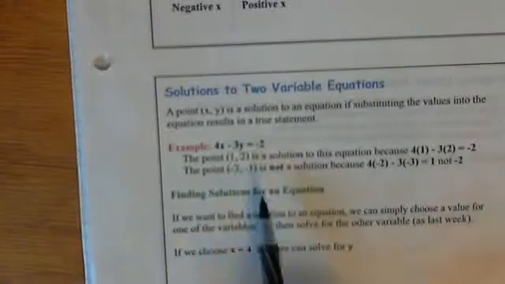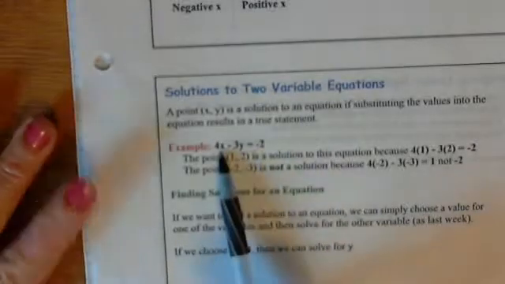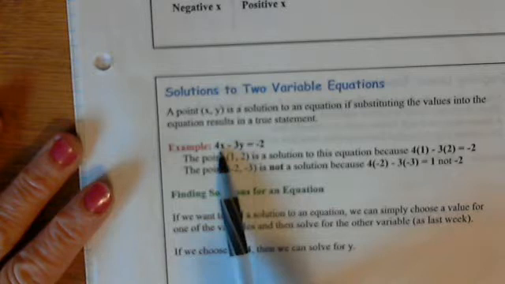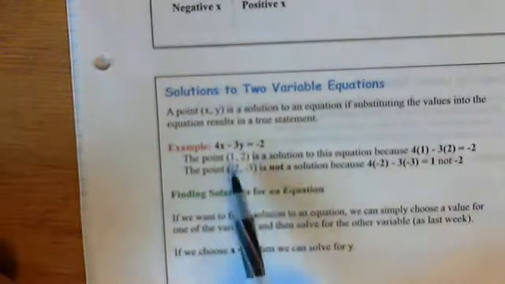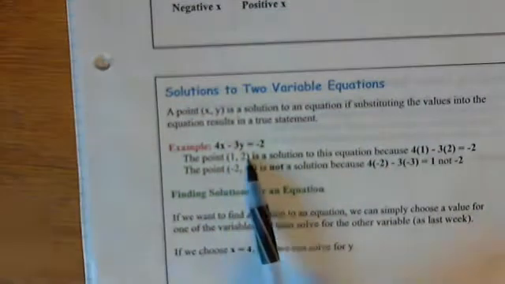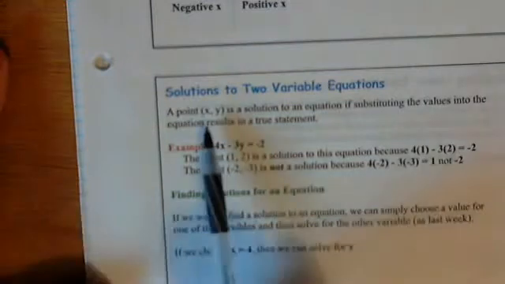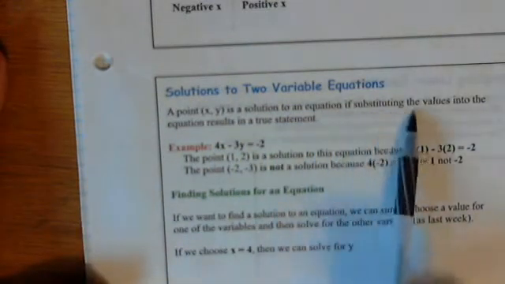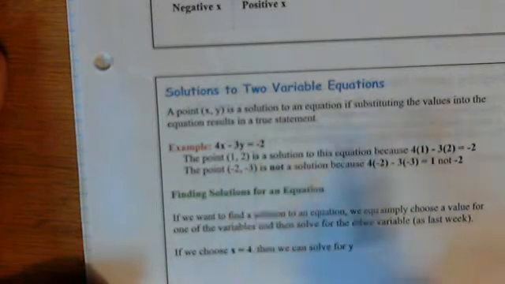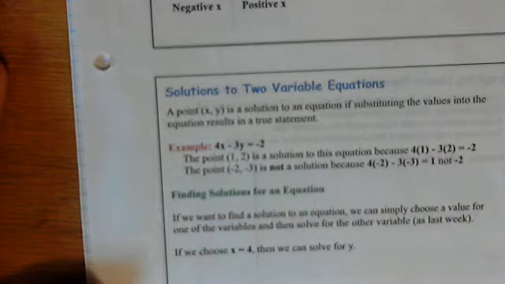Now we can't solve an equation like this because we can only solve equations when we're down to just one unknown. But what we can do are things like test a coordinate pair to see if it works as a solution in the equation. So a point (x, y) is a solution to an equation if when you substitute the x and the y values into the equation, you get a true statement. Let's see what that looks like.